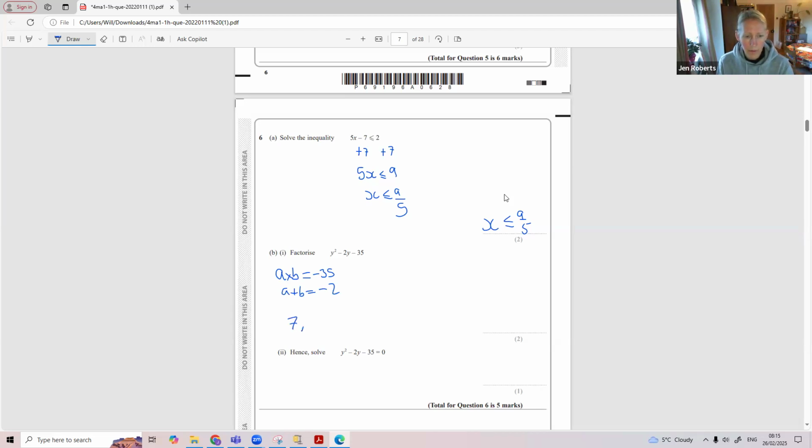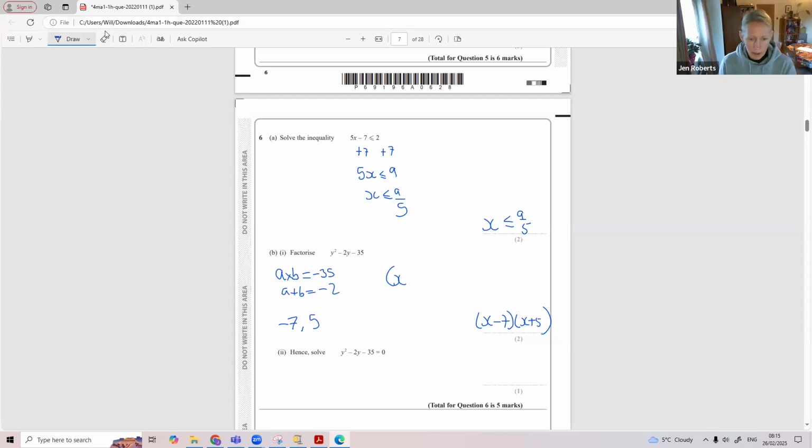7, something to do with 7 and 5. One's got to be negative though, right? So it's 7 and, no, it's not. It's the other way around. It's minus 7 and 5. So it'll be y minus 7, y plus 5.